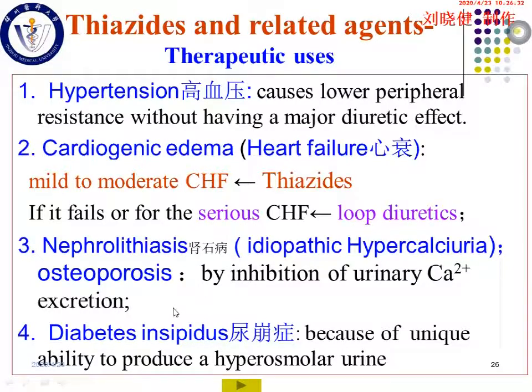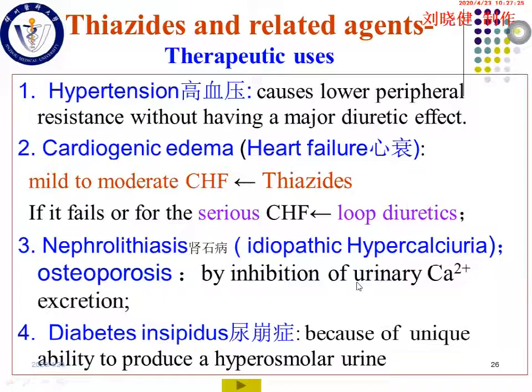This drug is also used to treat nephrolithiasis, which is caused by a higher concentration of calcium in the urine, also named idiopathic hypercalciuria. So we try to decrease the calcium excretion in the urine, and it can improve this disease. It is also used to treat osteoporosis, to increase the calcium concentration in the blood. These drugs are very effective by inhibition of urinary calcium excretion.